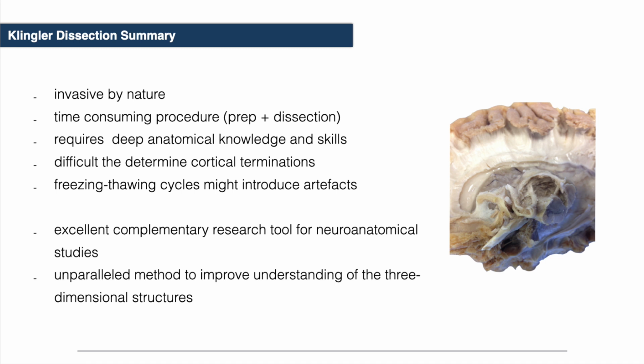It is obviously difficult to determine the cortical terminations because you peel away the cortex. There are now other means of doing it, and obviously we are technologically advanced these days, so you can take pictures at every step of the dissection and then digitally put it back together. And that way you can get an estimation of where the white matter was going in the cortex. There are some arguments that because you freeze and thaw the brain repeatedly, you might actually introduce artifacts.